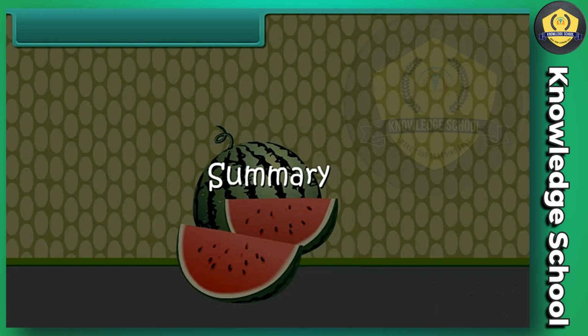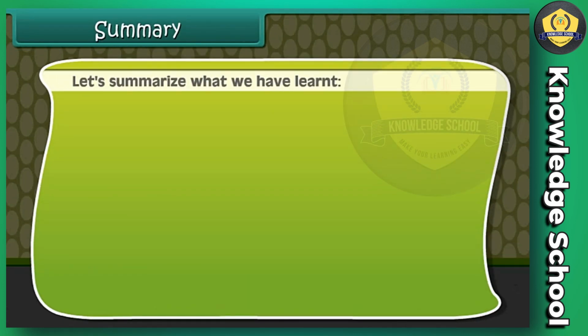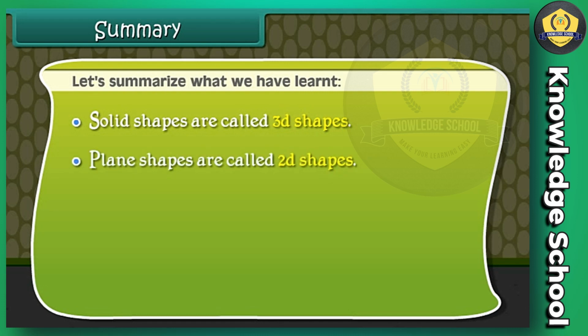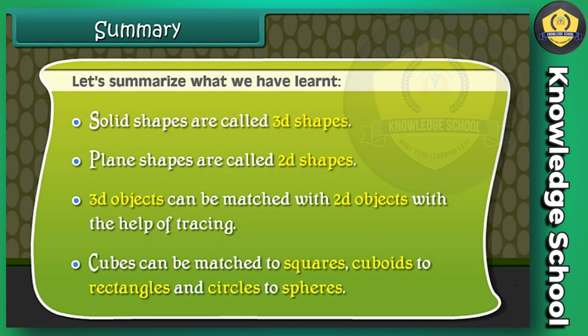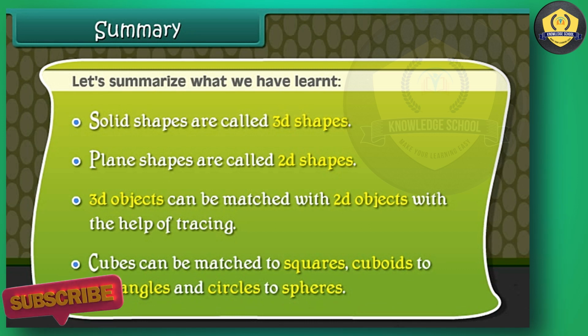Summary. Let us summarize what we have learnt. Solid shapes are called 3D shapes. Plane shapes are called 2D shapes. 3D objects can be matched with 2D objects with the help of tracing. Cubes can be matched to squares, cuboids to rectangles, and circles to spheres.